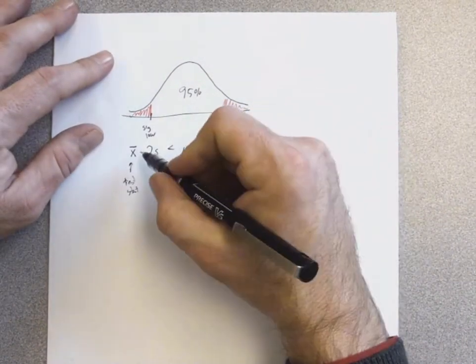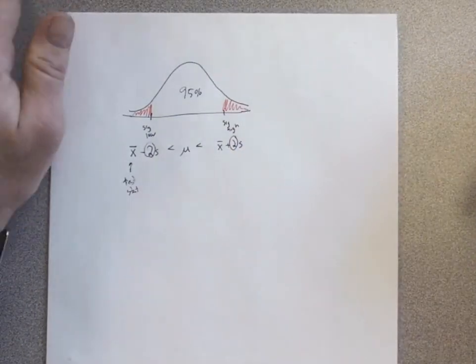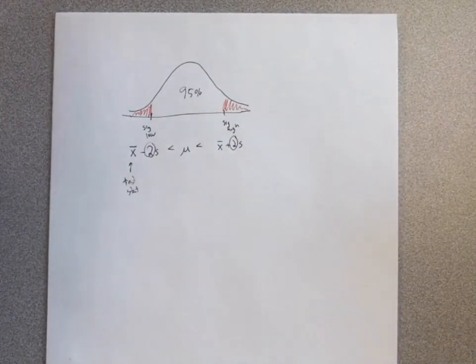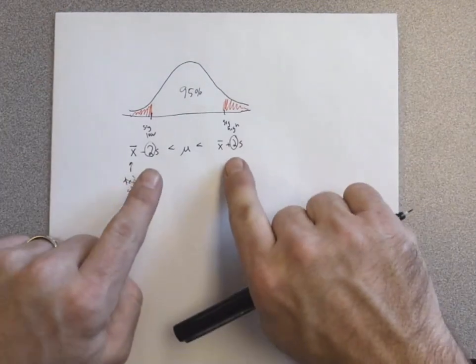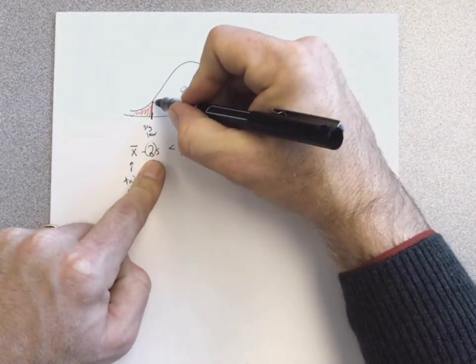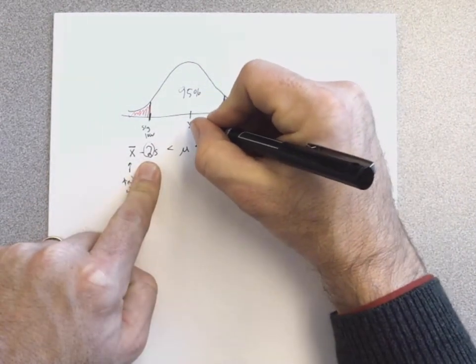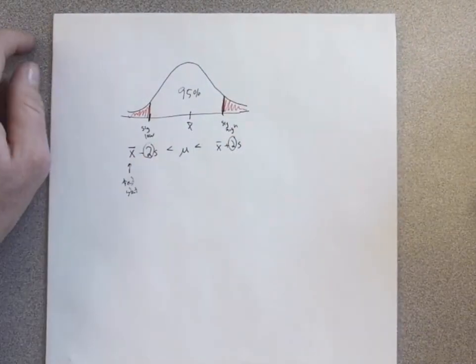Now these numbers right here, these 2s, are critical values, which are represented as z-scores. You guys agree that 2 represents how many standard deviations I am above or below the mean. The z-score represents how many standard deviations. So these two z-scores are tied to these spots right here, right? When I say 95%, I mean plus or minus 2 standard deviations from this X bar, right? Okay.